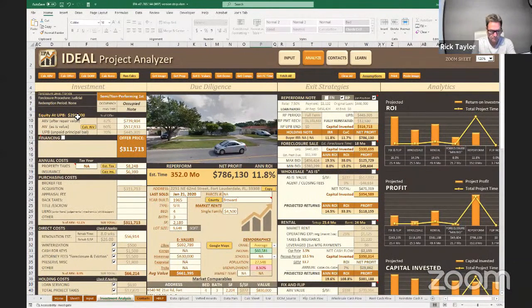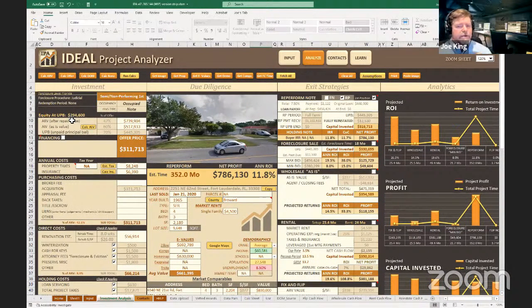So if there's $294,000 of equity in this property, and to fully reinstate it is $12,530, do you think that the borrower is going to reinstate that loan? I think it's a pretty good chance that they're going to reinstate. And if they reinstate, then they fall right back into the terms of the loan, which is at 7.5% if we look at the rate.